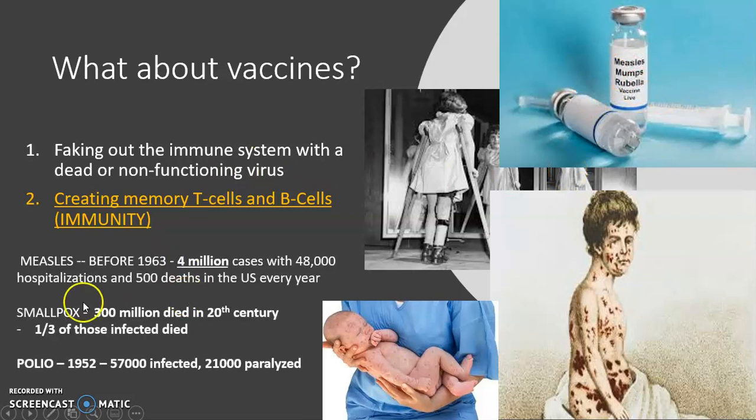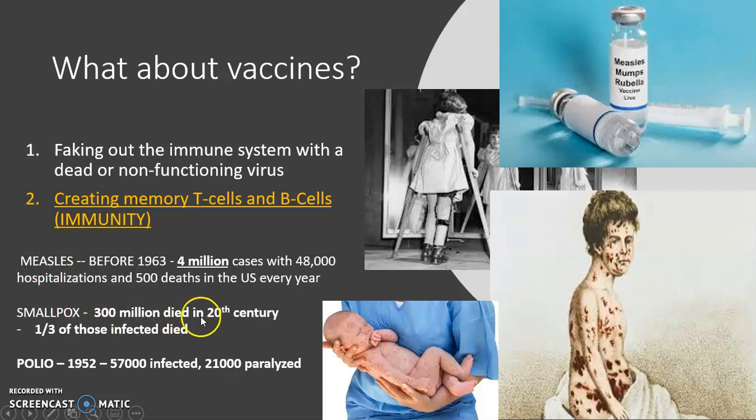So here's some statistics. Measles before 1963, typically the United States got 4 million cases a year, 48,000 hospitalizations, and 500 deaths. That's kind of a lot. If you look up measles, not a lot of people survived it, but a lot of people got sick, and it was something that was an annual problem before you had a measles vaccine.